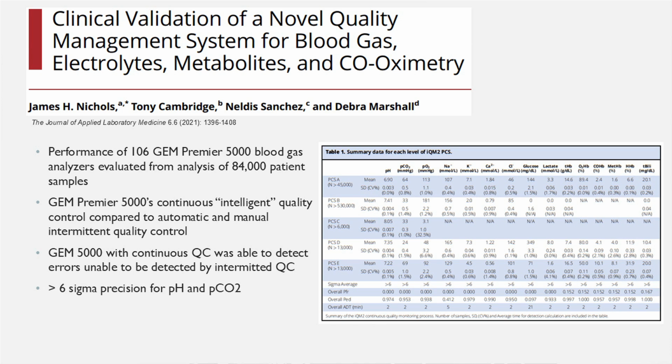It has this continuous quality control rather than intermittent quality control. So it was comparing this continuous quality control to doing quality control every 6 to 8 hours, either manually or automatically. And it was able to detect errors that the intermittent quality control couldn't. And the precision for every data point, or all of the measurements, including pH and PCO2, were all over 6 sigma. So very precise.